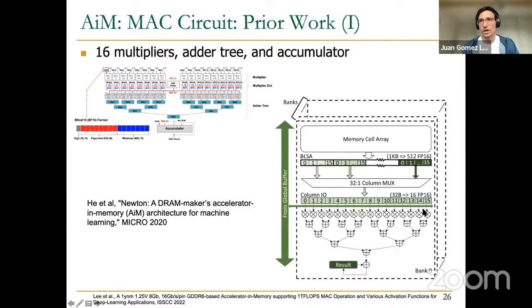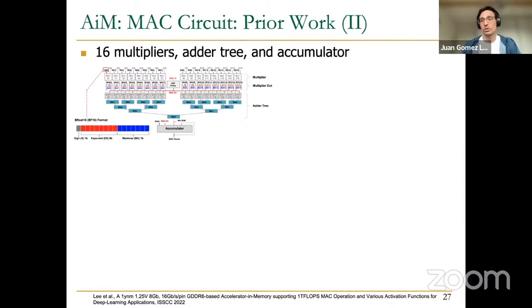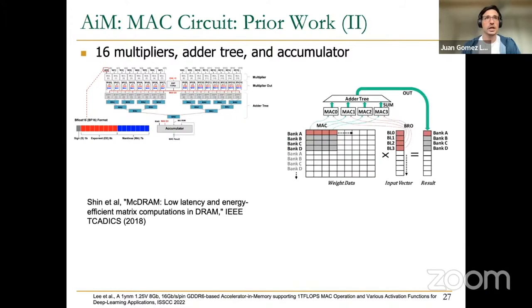Here we have the array of 16 multipliers, and then we have the adder tree and the accumulator. It's not a surprise that this Newton has so many things in common with the AiM architecture, because in the end, it's coming from some of the same authors. But this MAC circuit was also presented even 2 years earlier by this other paper, MAC-DRAM, that also organizes the computation in a very similar way.